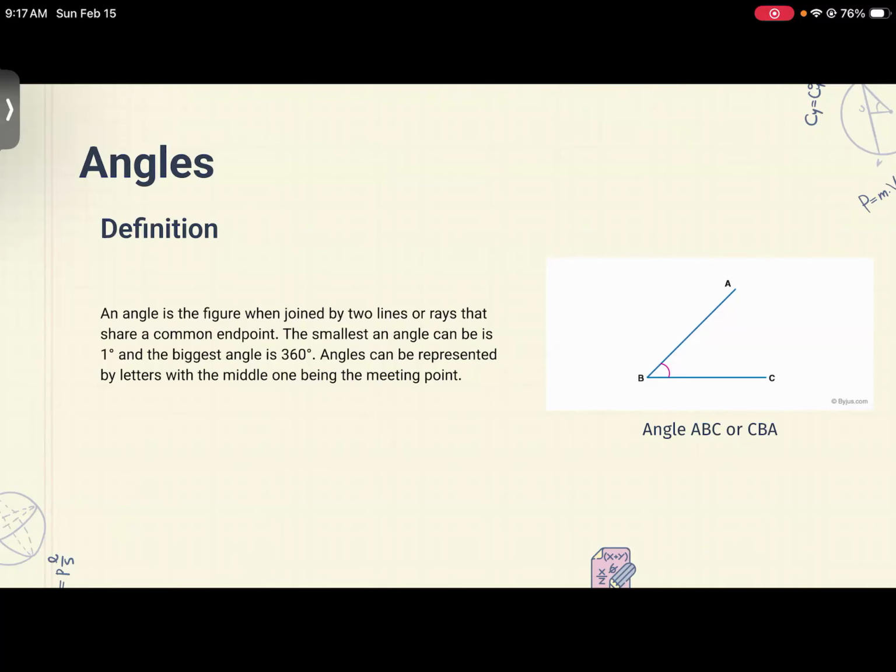And angles can be represented by letters, with the middle one being the meeting point. So if you look to the right here, this angle is ABC or angle CBA. So this is the core definition of an angle.